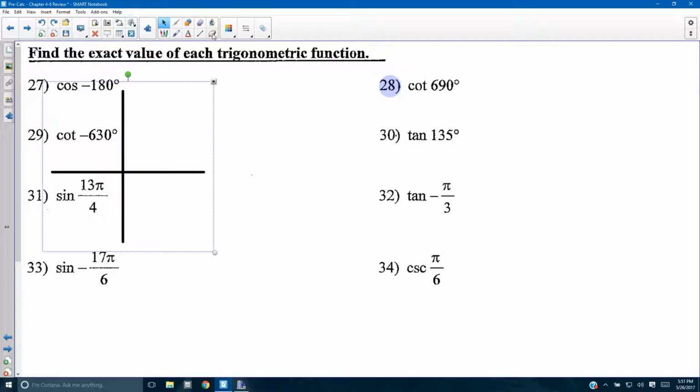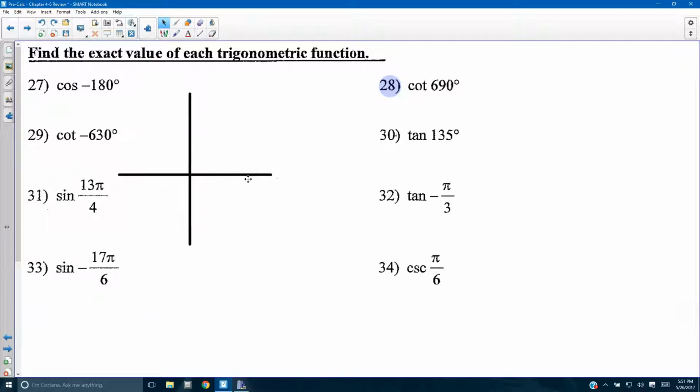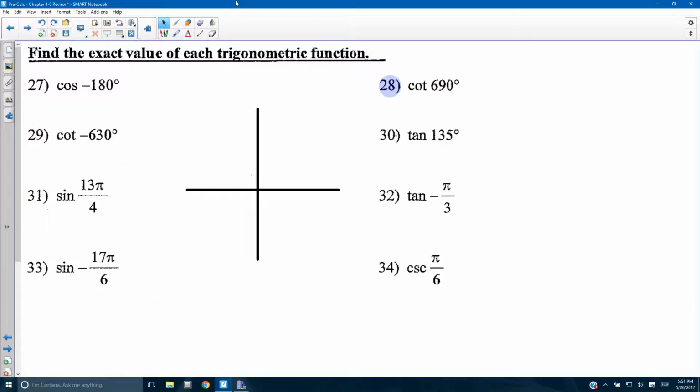Number 28, cotangent of 690 degrees. Okay, this goes back to that coterminality concept. Cotangent of 690 would be equal to the cotangent of a coterminal angle that's between 0 and 360 here. And that's exactly what I intend to find. Okay, so 690, you could subtract 360 to figure out what that angle is.